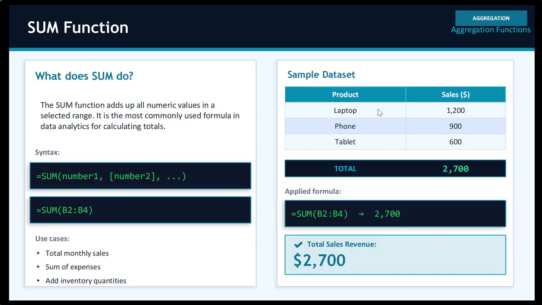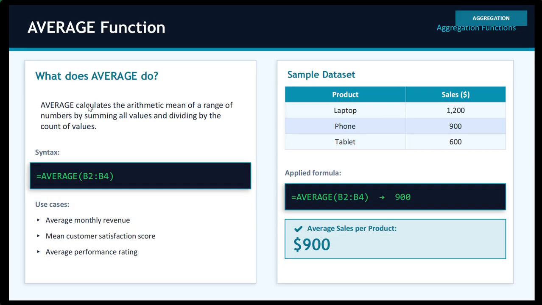So the same thing, the average calculates the arithmetic mean. I said that already. The average calculates the arithmetic mean of a range of numbers by summing the values and dividing by the count of values. For the average formula, when you click on B2 to B4, the average is 900.